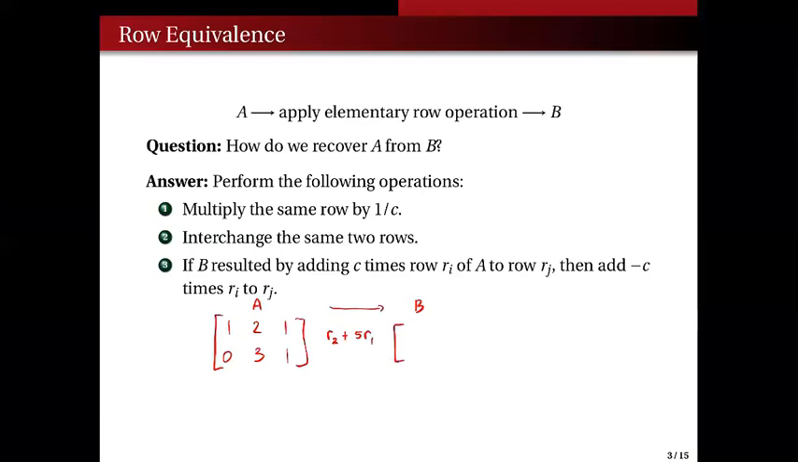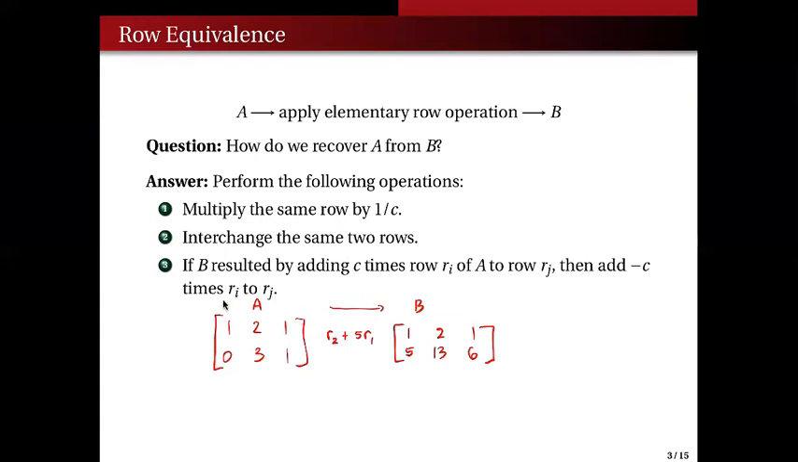Okay? Of course, we are just fixing row 1 here. We have 1, 2, 1. What about row 2? So we have here 0 plus 5 times 1, that's 5. 3 plus 5 times 2, that's 13. And then 1 plus 5 times 1, that's 6. Okay? So far, so good.